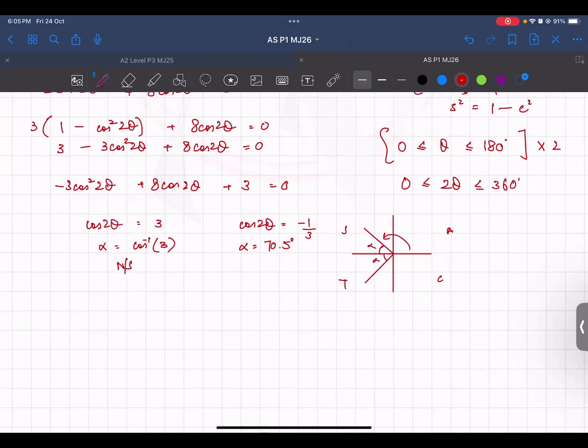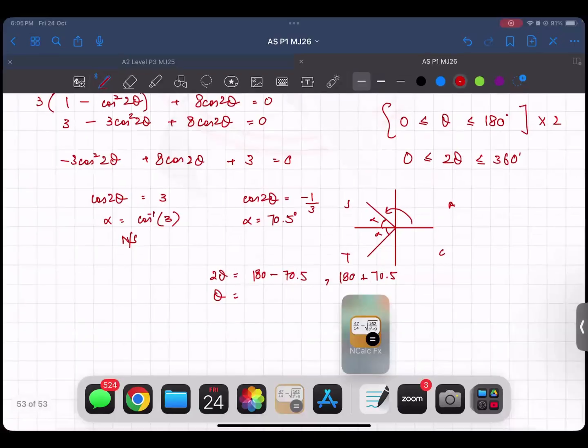In the second quadrant, your solutions will be of 2 theta, not theta. The second quadrant will be 180 minus 70.5. Yes, 180 minus 70.5. Third quadrant, 180 plus 70.5. And then for theta, you will divide both of the solutions by 2.